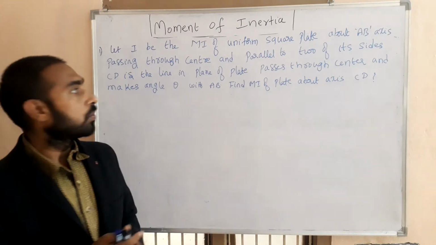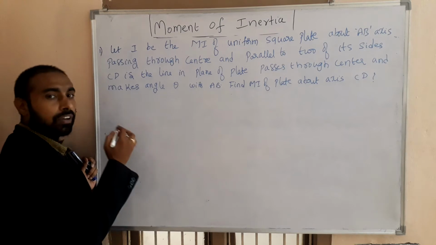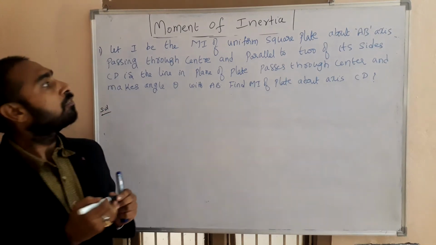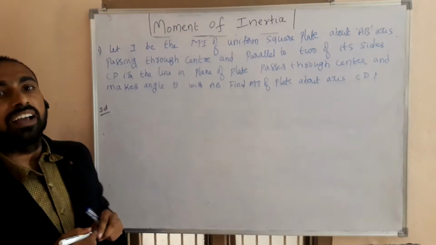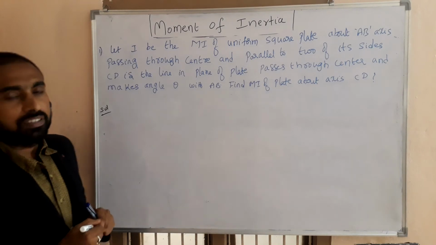Okay. So now we will do the first numerical. Simple numerical and very important numerical. The question is, I is the moment of inertia of a uniform square plate about the axis AB, that is passing through the center and parallel to two of its sides.